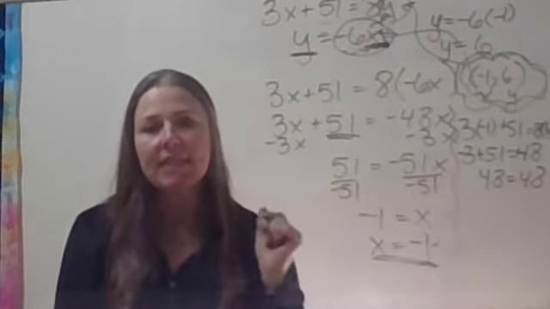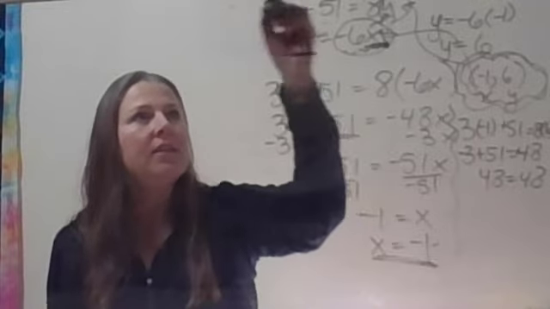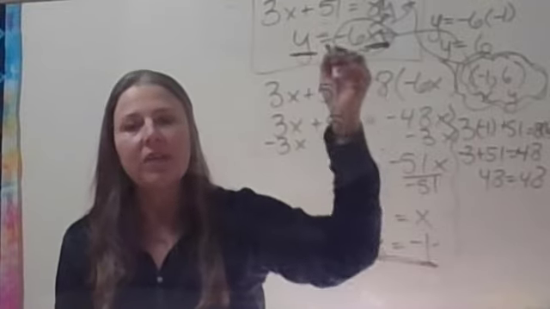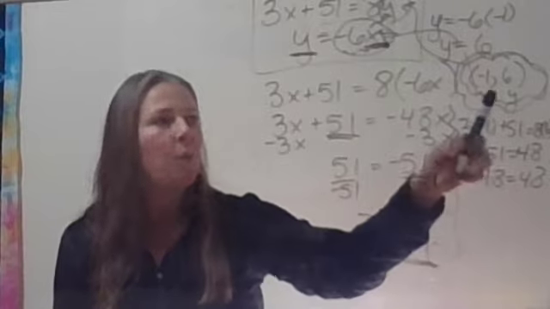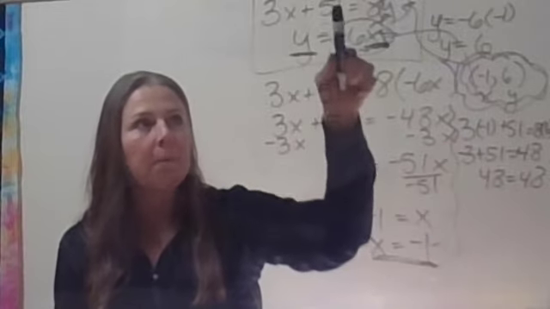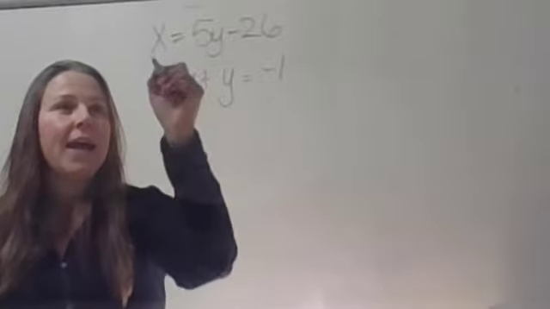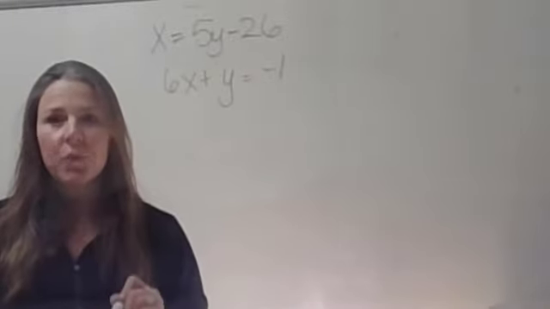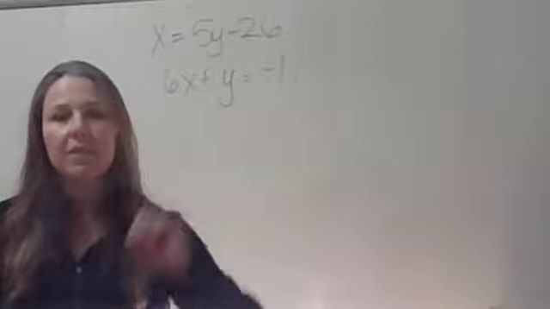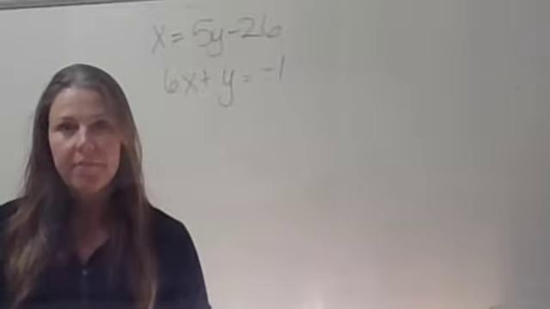-1, 6 is the ordered pair solution where these two linear equations cross. It is the one point that works for both of these equations. Fun problem to do. X equals 5y minus 26, and 6x plus y is equal to -1.